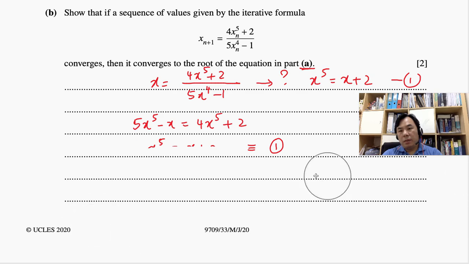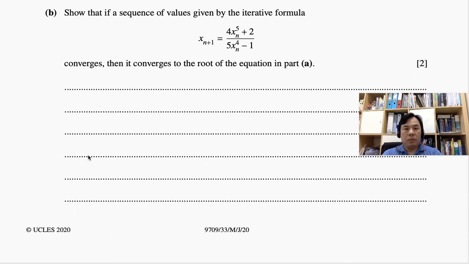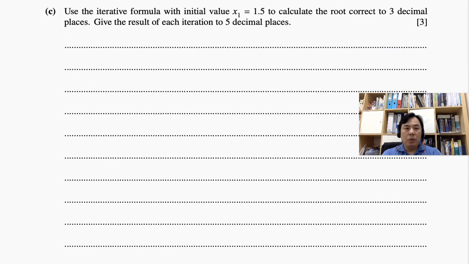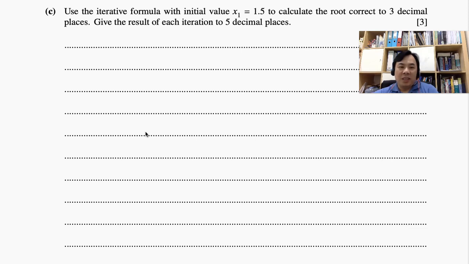Now we're going to move on next. Using the iterative formula that we have just now, the iterative formula is x n plus 1 equal to 5x n5 minus, let me see, is it minus 1, minus 2 over 4x n4? Is it plus 2? Let me see. x5 minus x minus 1, so there will be an x plus 2. Okay, this is a plus. So this is the iterative formula that is given above just now.